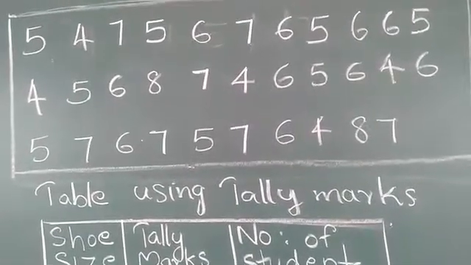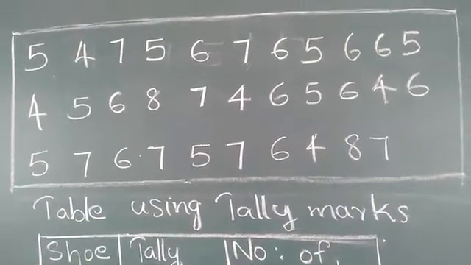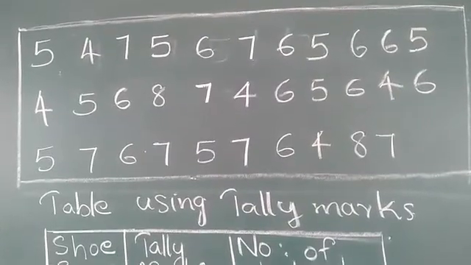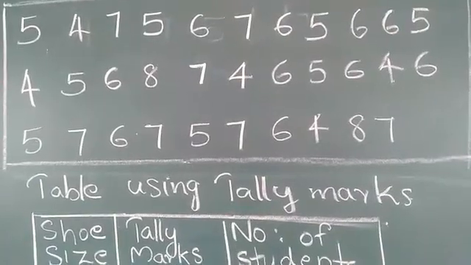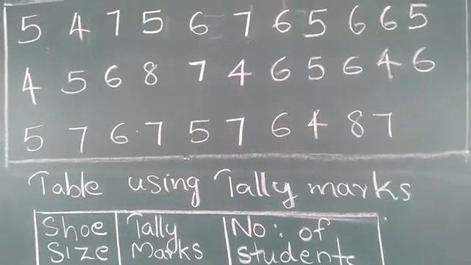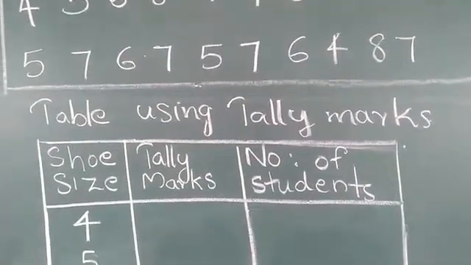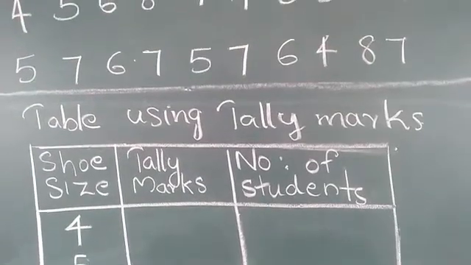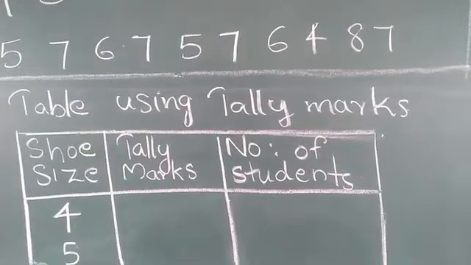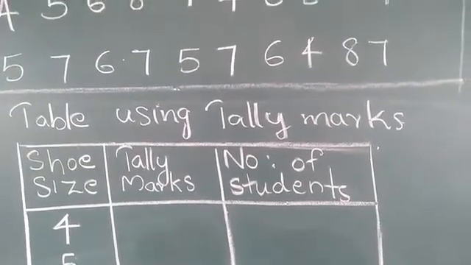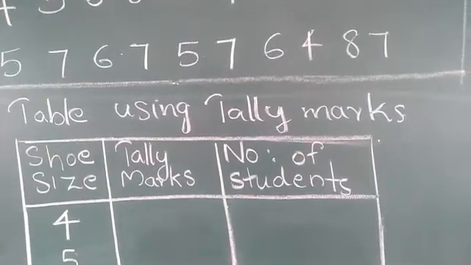Children, we can watch how we can prepare the table using tally marks. Here the different shoe sizes are 4, 5, 6, 7, 8. So, we should prepare the columns: shoe size, next one tally marks, and the last column containing the number of students. Looking at the tally marks, we can write the number of students. So, first of all, we should prepare the tally mark table using the data.